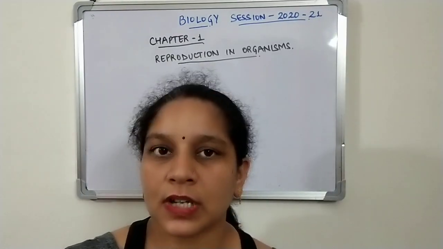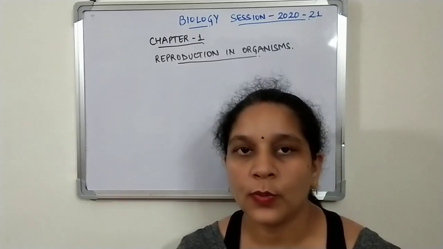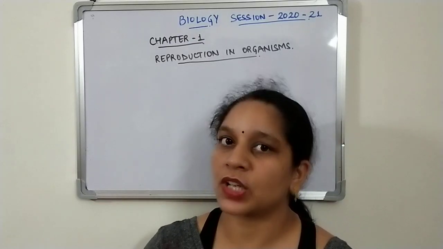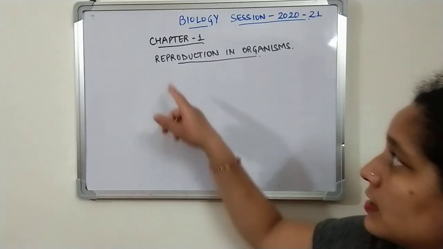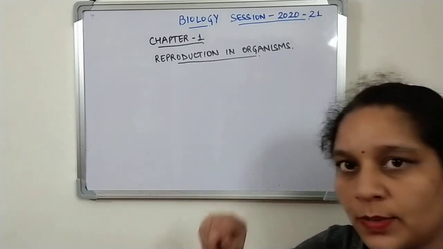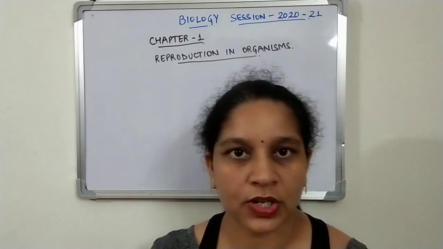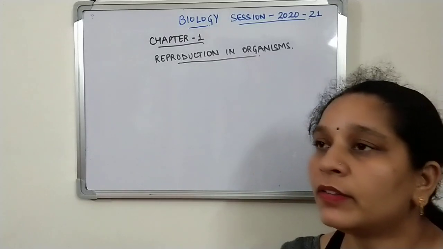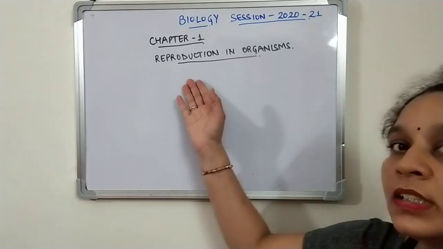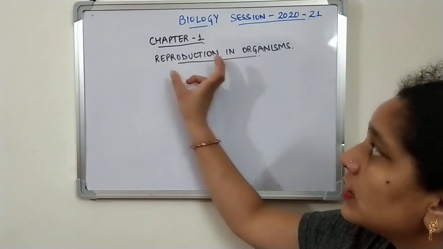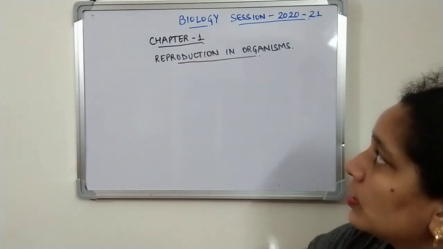I am going to start our first lecture, which is dealing with chapter 1. The chapter is Reproduction in Organisms. First of all, before going deep into the particular chapter, we should have knowledge about what the topic is explaining. What does the term reproduction mean?